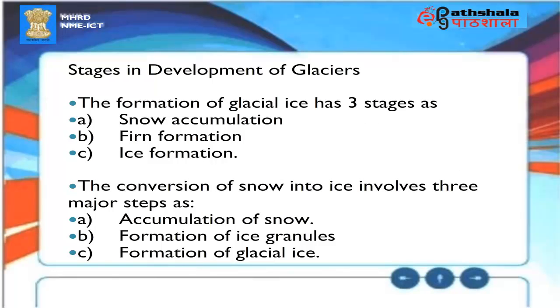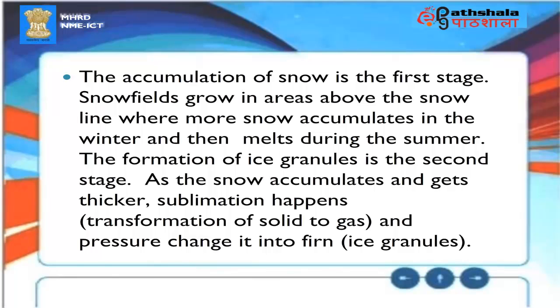Development of glaciers. The formation of glacial ice has three stages: snow accumulation, firn formation, ice formation. The conversion of snow into ice involves three major steps: accumulation of snow, formation of ice granules, formation of glacial ice. The accumulation of snow is the first stage. Snowfields grow in areas above the snow line where more snow accumulates in the winter and then melts during the summer. The formation of ice granules is the second stage.